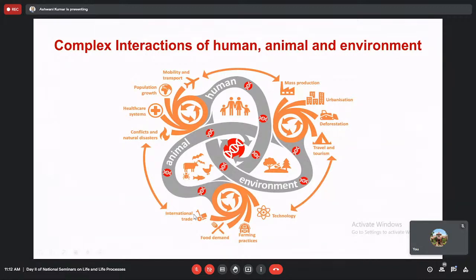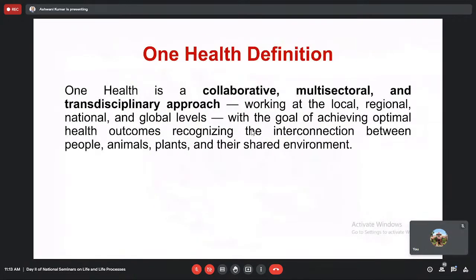And of course, the food exports also increase. And this is a vicious cycle which goes on, thereby increasing the pressure on the environment, and also increasing the chances of human and animal interface, and leading to zoonotic infections.